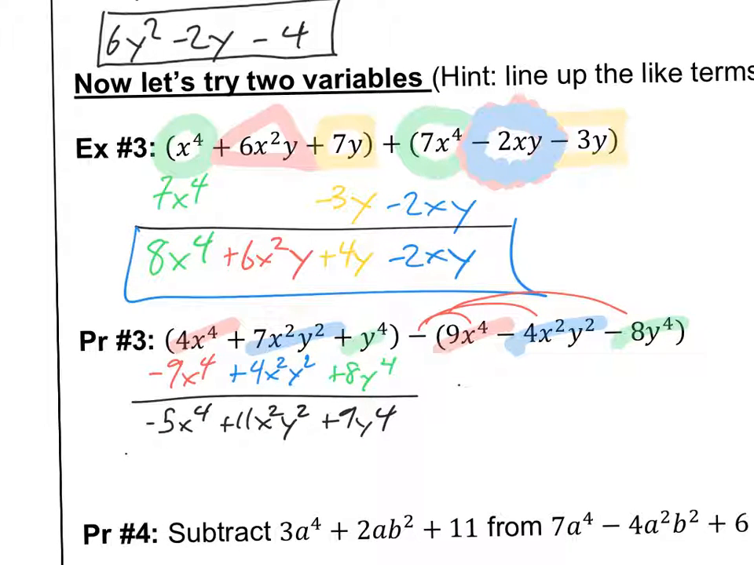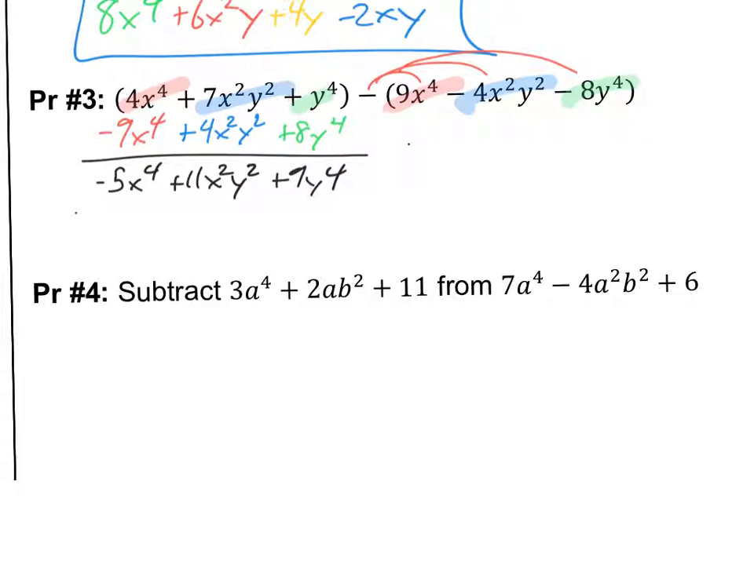All right, so you should have got a negative 9, a positive 4, and a positive 8, giving you negative 5x to the fourth, positive 11x squared y squared, and positive 9y to the fourth. All right, one more practice problem for you.